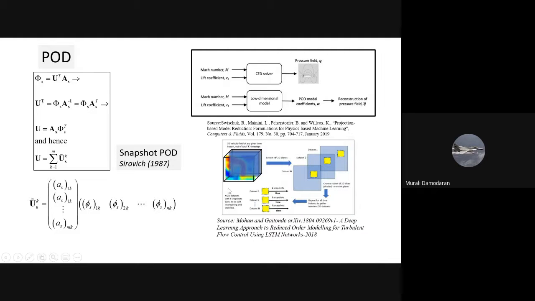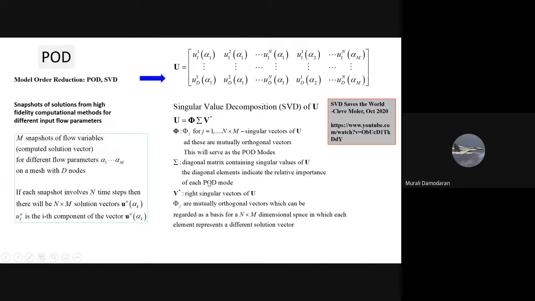Okay, so the snapshot POD is not just dependent on space and time, but I can do it for a lot of things. For example, if I have an aerodynamic solver, I can compute the flow field for different Mach numbers, get the lift coefficient, get the pressure field. With this data, I can compute a low-dimensional POD model and get the POD coefficients, and then I can reconstruct my flow field using the POD modes. So this is what is happening.